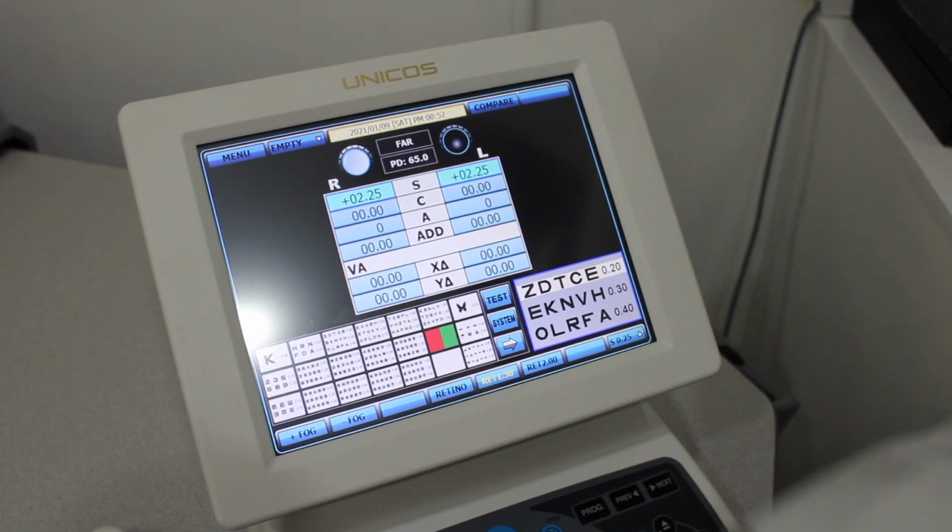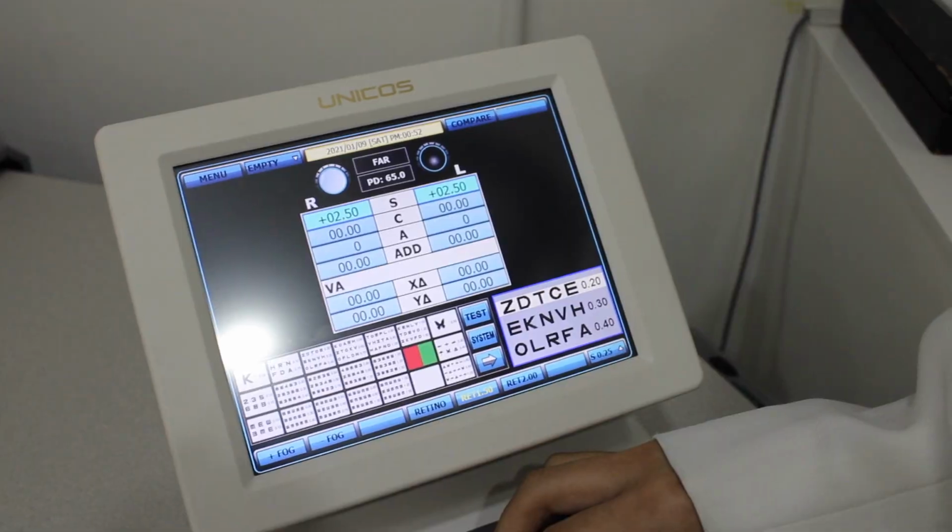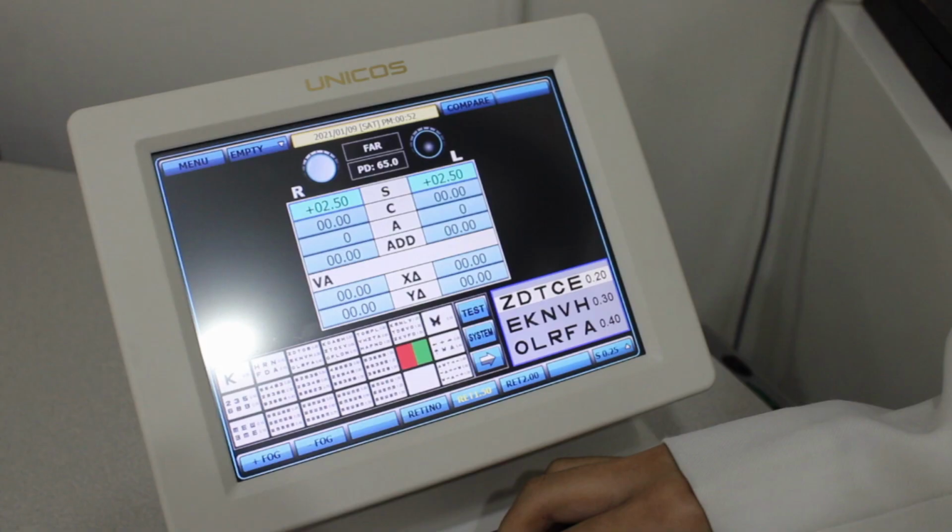Tell me if the target is blurred. It's blurred. Here, the patient could still distinguish the target at +2 sphere. That's why the examiner added sufficient plus lens until the patient can no longer read the biggest target. Now we got the fogging lens of +2.50 sphere. Let us now proceed to defogging.